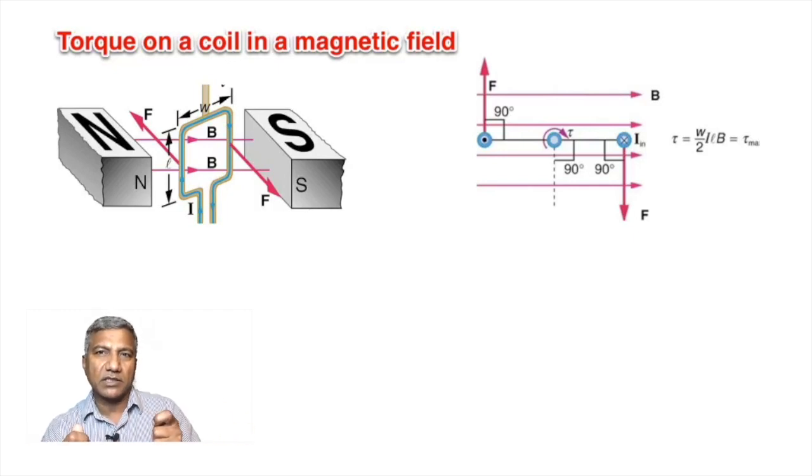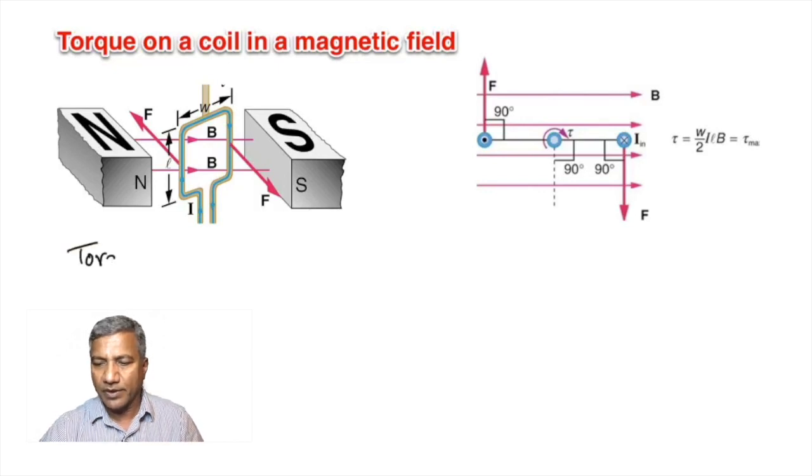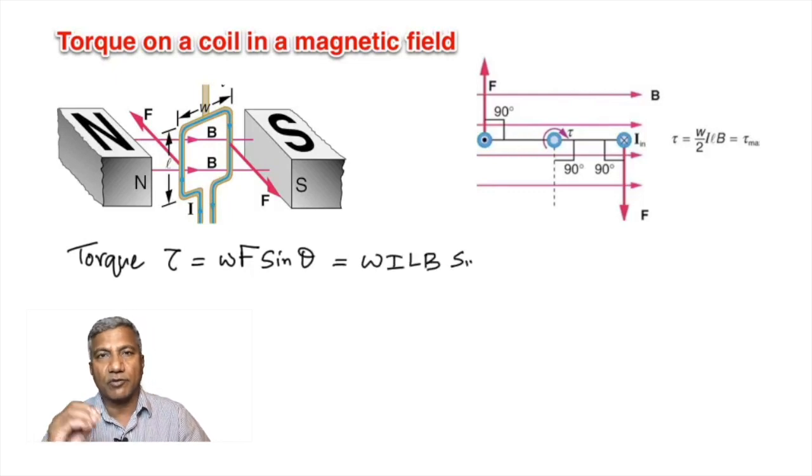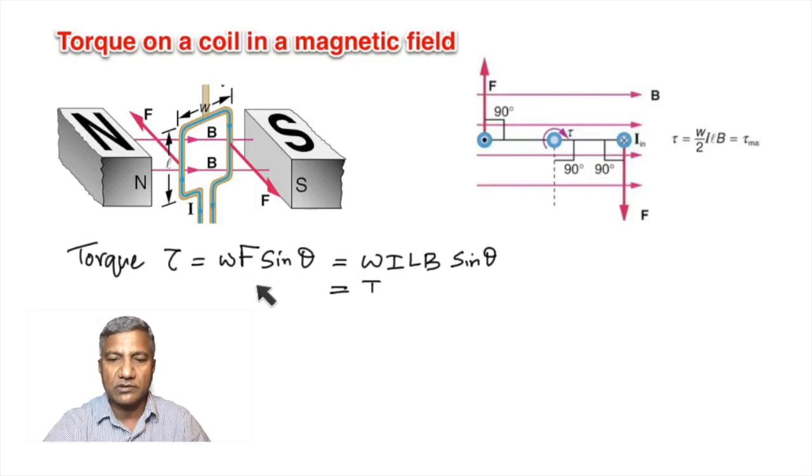And that makes the coil rotate. And to find out the formula for the torque, torque is tau. We have to remember that torque is given by the distance between the forces multiplied by the force times sine theta. In this case, the distance between the forces is the width of the coil. That's very clear here. This is one force, this is the other force, and the distance between the two forces is the width of the coil.